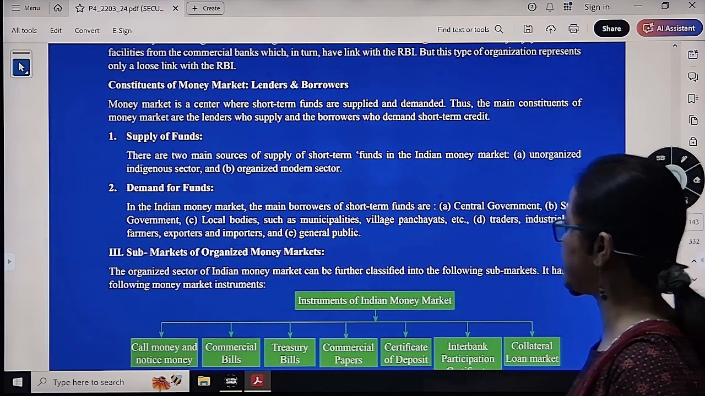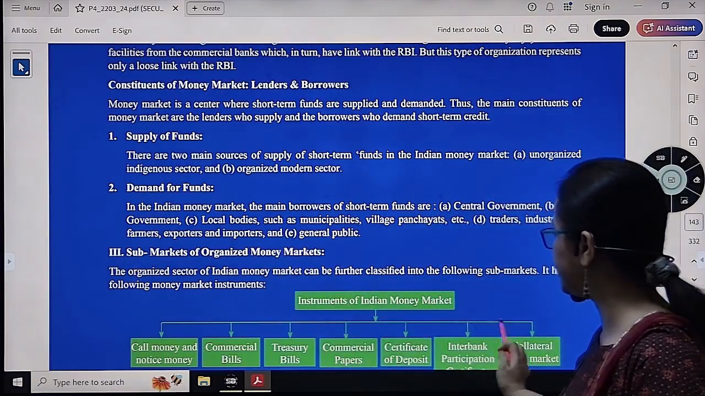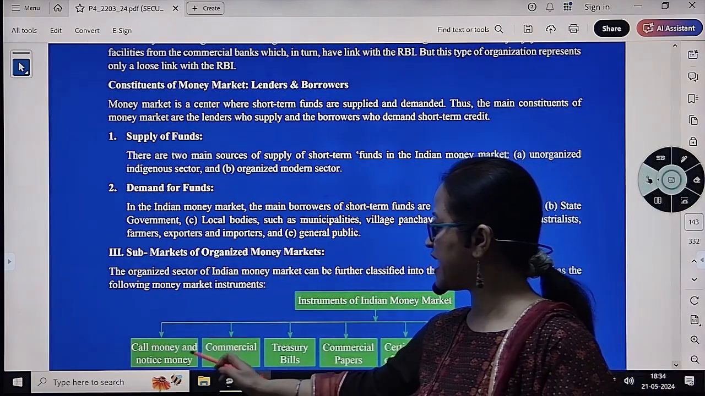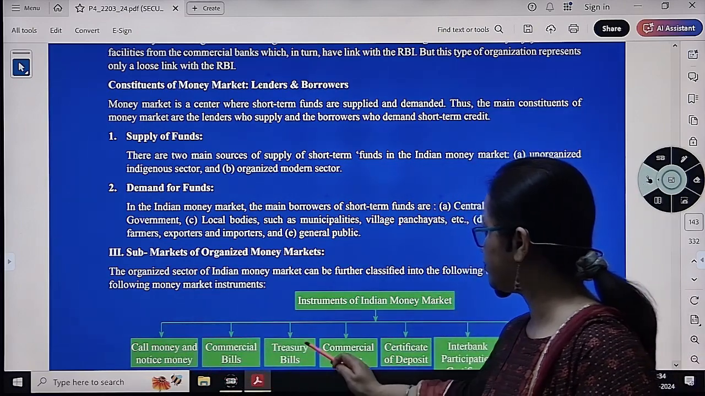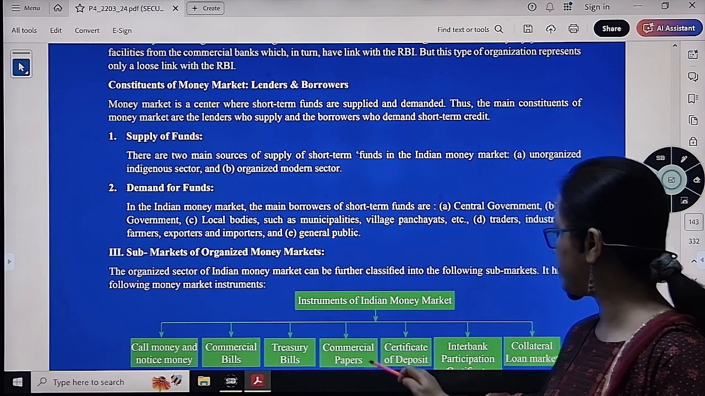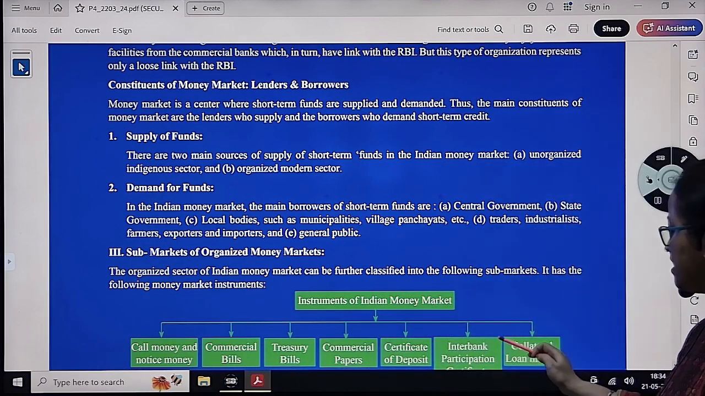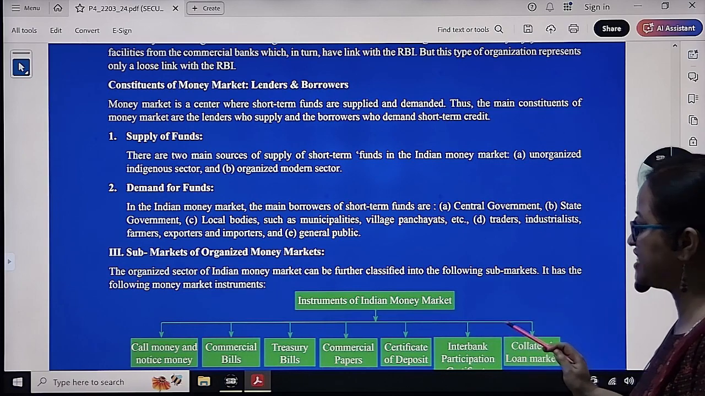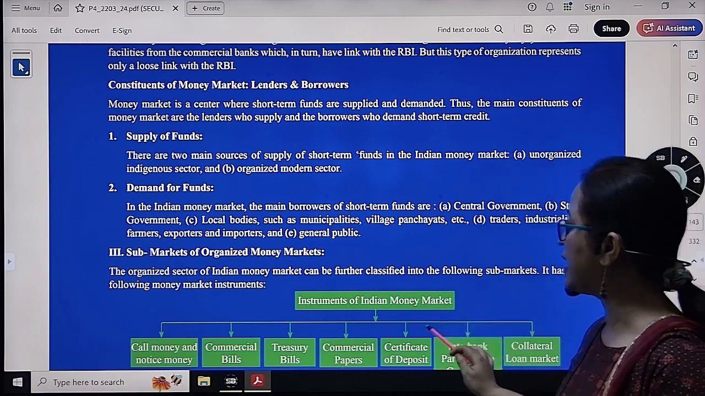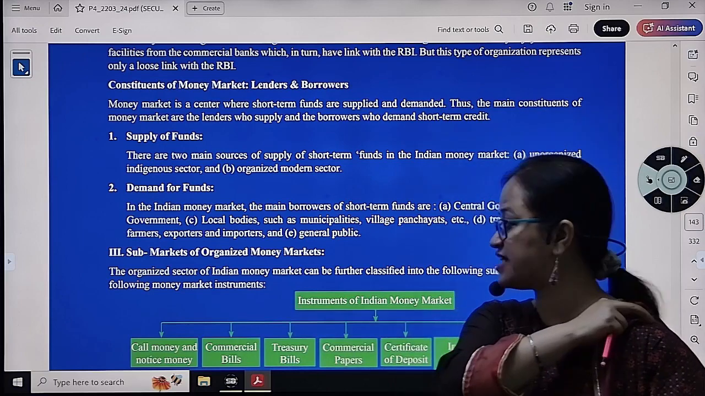Here you can see sub-markets of organized money market. These are the instruments: call money and notice money, commercial bill, treasury bill, commercial paper, certificate of deposit, intrabank participation certificate, collateral loan market. So these are the instruments of Indian money market, or we can say sub-markets of organized money market.